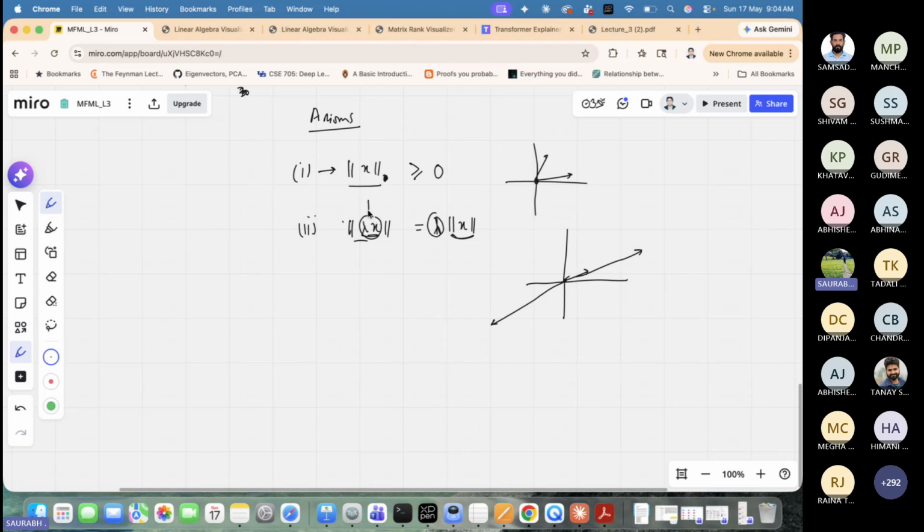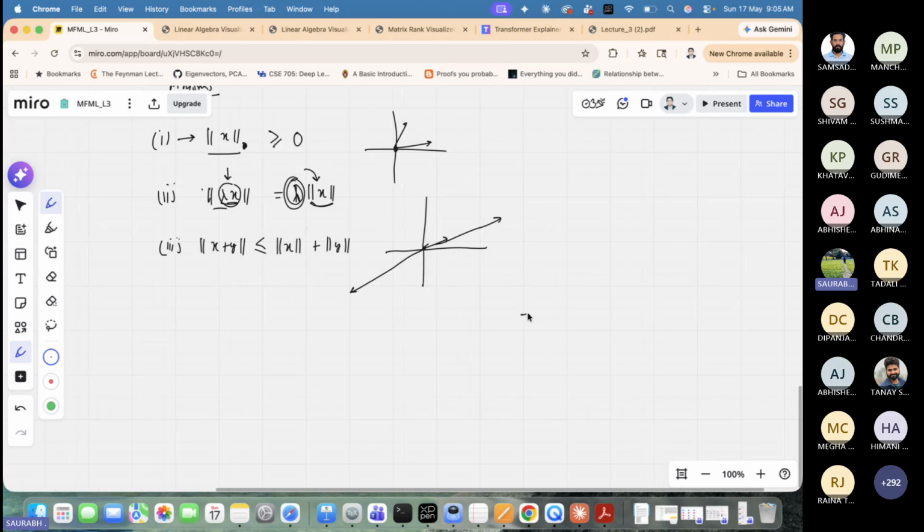So if you want to calculate the length of a scaled vector, you can also first calculate the length of the vector and then multiply it with the scaling factor. The third norm, the third axiom, is that if you add two vectors and then take the length, that combined length has to be less than or equal to the length of vector x plus the length of vector y. This is the triangle inequality that you all would be knowing about, right?